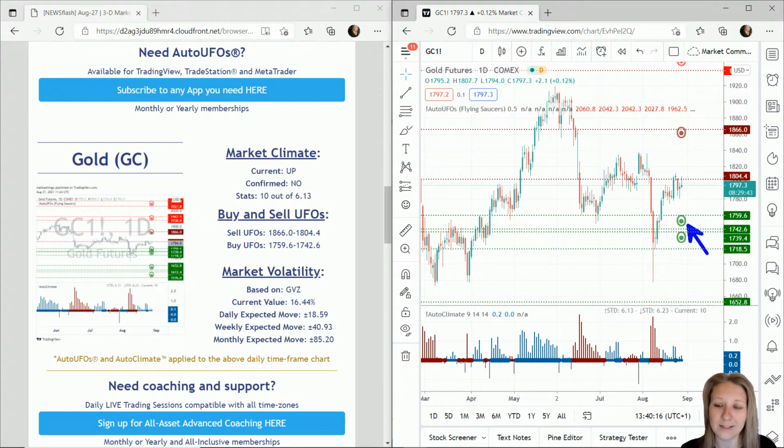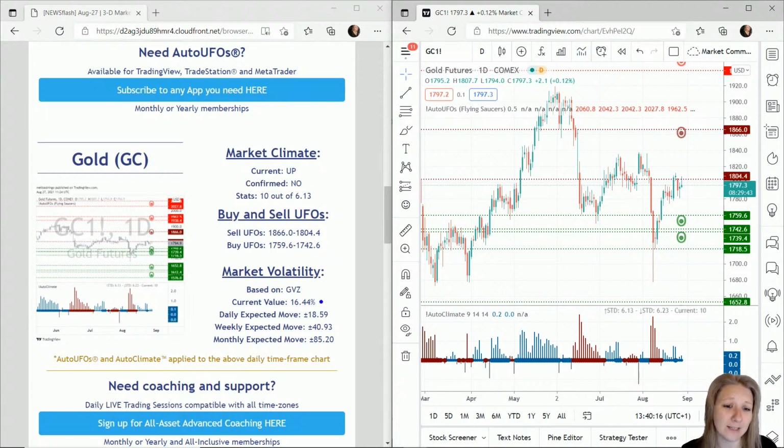We have buy orders here at 1759.6 to 1742.6. Those haven't been touched yet. So if price was to be pushed down, we would expect that these buy orders would push them up. For the time being, similar to oil when we looked at that one before, not enough probabilities either way. Therefore, we would move on to a different time frame or a different market.